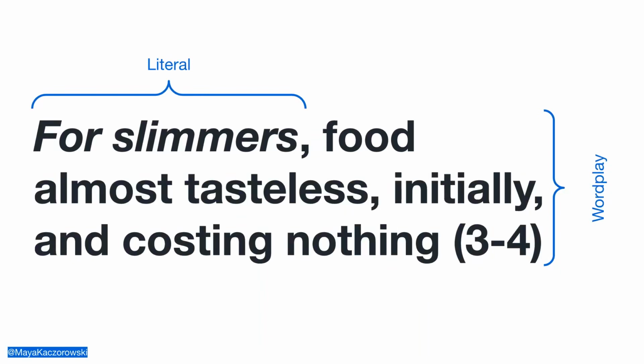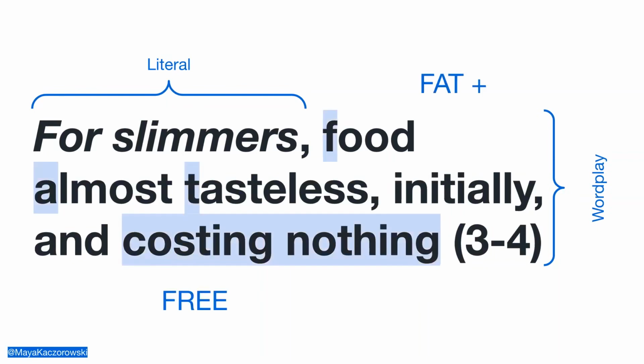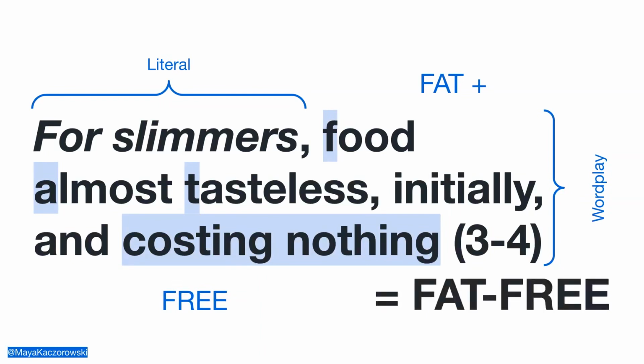Okay, we can take food almost tasteless initially and take the first initials of food almost tasteless to get fat. Then a word for costing nothing is free. Add these together and we get fat free, which is for slimmers.